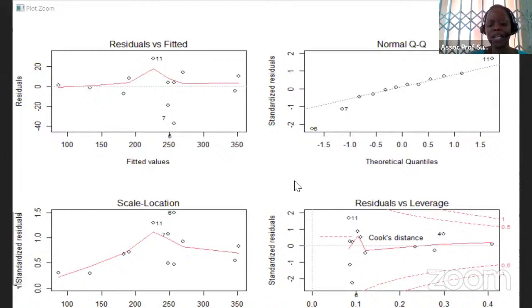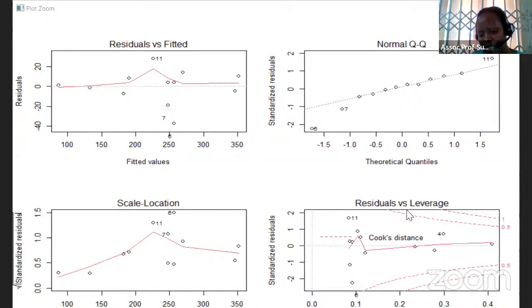Then the last one, residuals versus leverage, is checking whether any of these points are outliers. In case any point goes above these dotted red lines, both above and below, then those are outliers. But we can see that all our values are within the dotted lines. They are not outside the dotted lines, both above and below. That is the graph on your right-hand side, bottom corner.